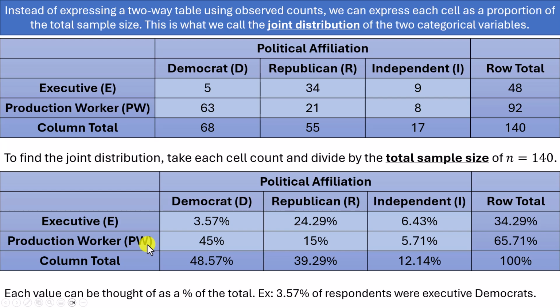We could also apply the same logic to the political affiliation. 48.57% of the individuals are Democrats, 39.29% were Republicans, and 12.14% were independents. And those 3 numbers should also add up to 100%.